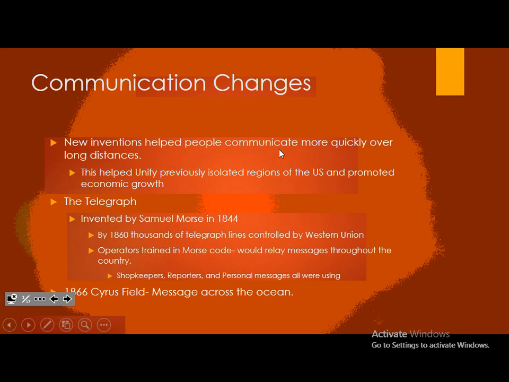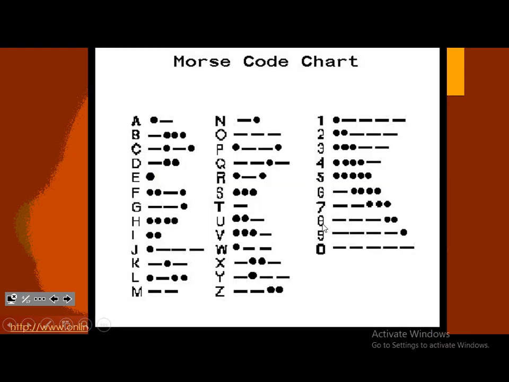The invention of the telegraph started in 1844 with Samuel Morse. Samuel Morse invented a system of dots and dashes, called Morse code. A series of these, depending on how long it would last, would be a click or a beep. A short beep and a long beep would be A. If we're in class, and we may do this on Monday, I'll put the key up there, and I'll ask you to translate it.